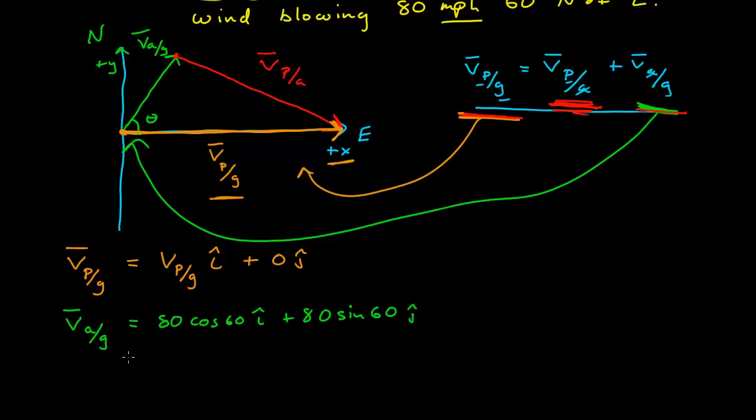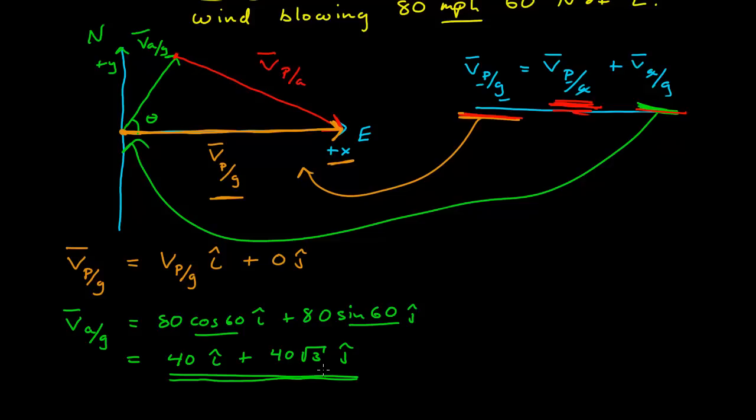Usually we like to save and plug in these values at the end. These are such simple trigs, I might like to enter those in now. Cosine of 60 is 1/2, so this is 40 i hat. Sine 60 is the square root of 3 over 2, so this is 40 times the square root of 3 j hat, which gives us a very simple form. I don't have to keep writing v sub A/G cosine theta over and over again. I would say about 95% of the time I save my expressions till the very end to plug in numbers, but sometimes I will simplify earlier if I think it's going to be more convenient for me.